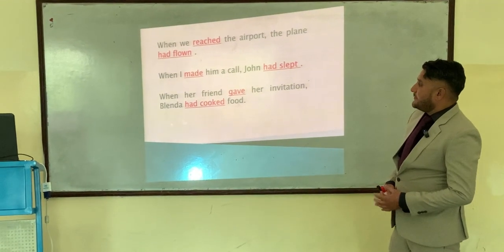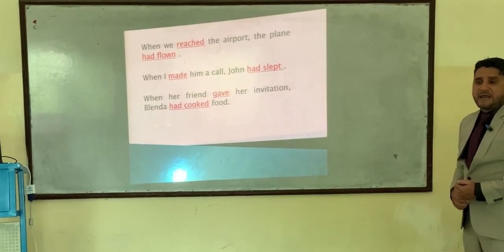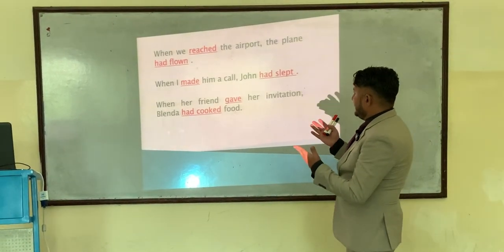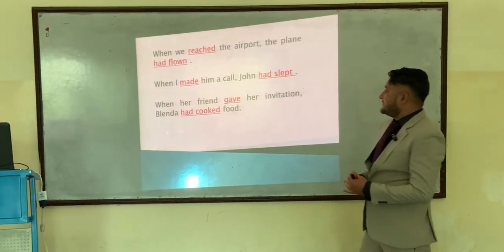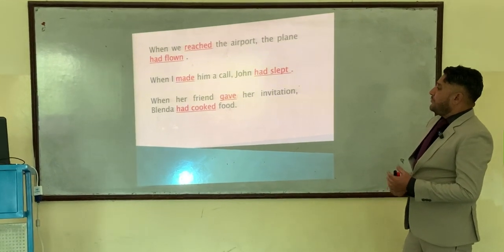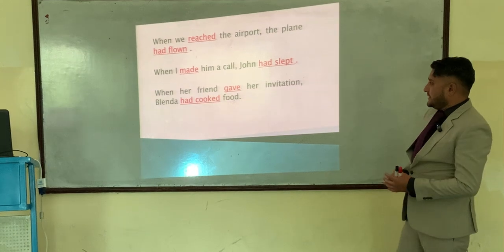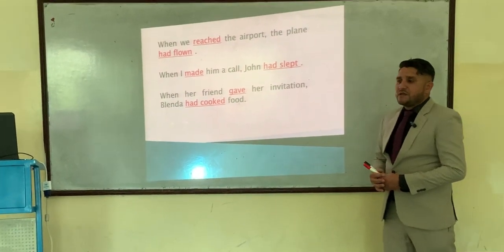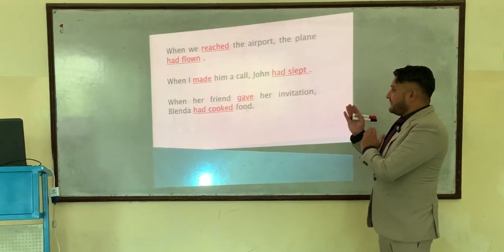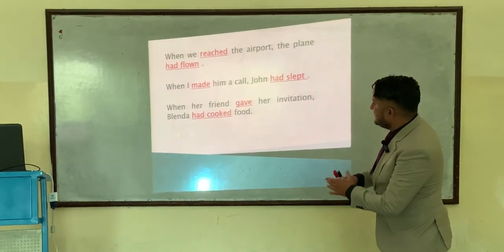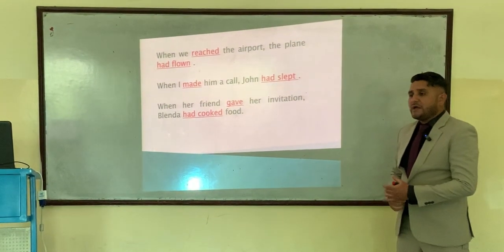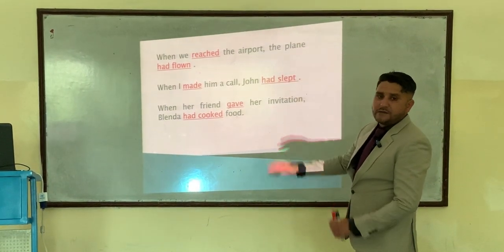Then in the second example, when I made him a call, John had slept. The conjunction when is here in the beginning, and again after call you can see a change in the punctuation: a comma has been used, and John had slept. So, when her friend gave her invitation, after invitation there is a comma, because of the conjunction when in place of before. When we use the conjunction in the beginning, the comma takes place after this clause. And Glenda had cooked food, this action is still in the past perfect.